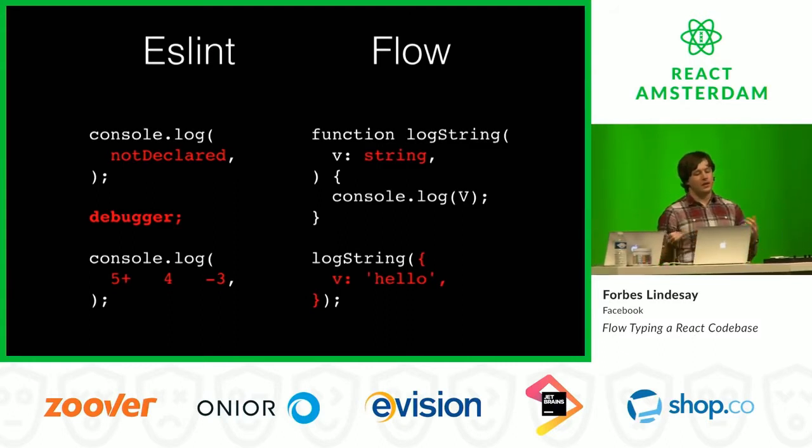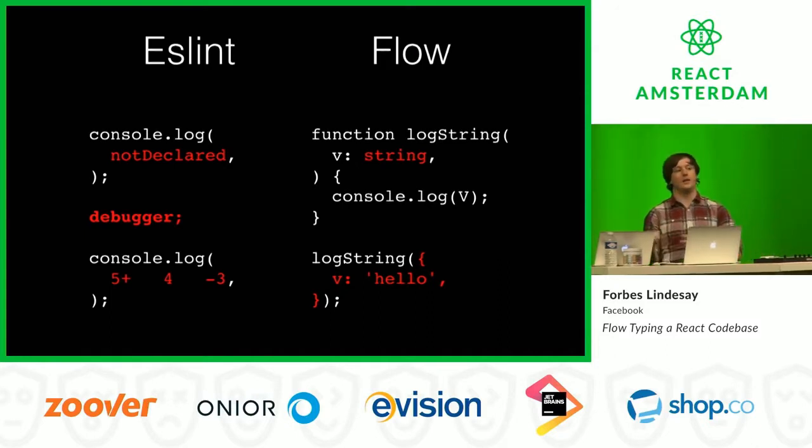And that's something that, yes, in any specific example like this, you could write a complicated ESLint rule to figure out. But you can't write that ESLint rule in the generic case for every single possibility.